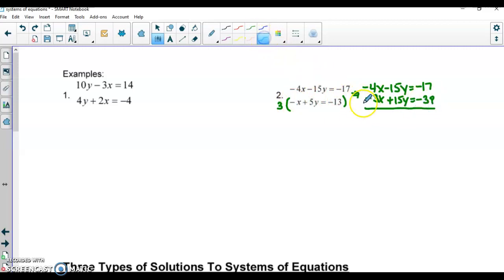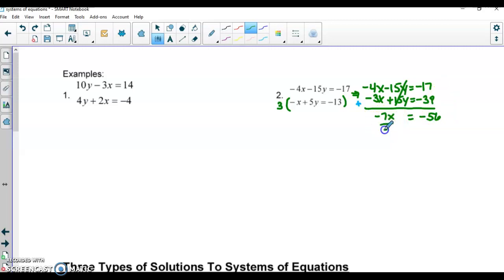Now we are going to add my two equations together. Negative 4x and negative 3x is negative 7x. Notice negative 15y and positive 15y now adds out to be 0. So thus we have eliminated the variable y from my system. Negative 17 and negative 39 is negative 56. Use your calculator if you're not sure.